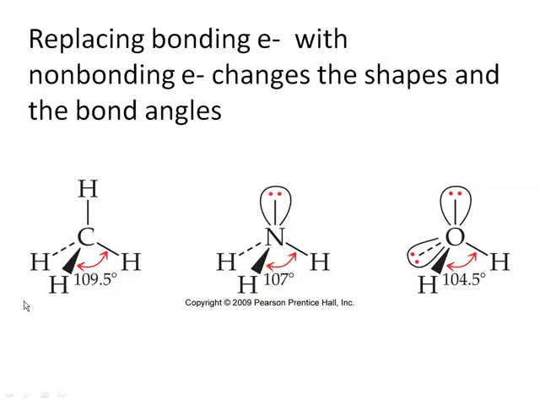Every time you replace electrons with non-bonding electrons, it changes the shape, and it also changes the bond angle. Because if you'll recall, our non-bonding pairs of electrons take up more space than bonding pairs of electrons. So the effect there is that the bond angle in tetrahedral was 109.5. But in NH3, where we've got that non-bonding pair of electrons, now that bond angle is shrunk a little bit to 107. And if we go to water, which now has two pairs of non-bonding electrons, the angle shrinks even more to 104.5.